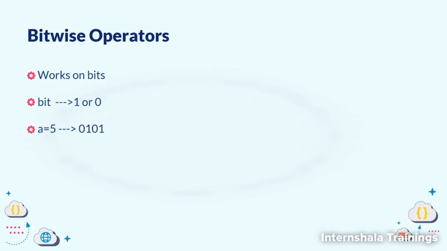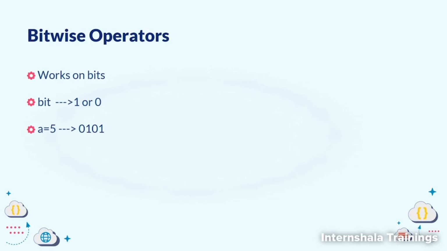Now, if you are thinking how 5 can be written as 0101, this process is called decimal to binary conversion, where 5 is just a normal decimal number and 0101 is in the form of bits, which is called a binary number. You can find a text chapter just after this video where you will be able to learn how decimal to binary conversion works. Now, we have different bitwise operators in Java, so let us explore all these operators one by one.